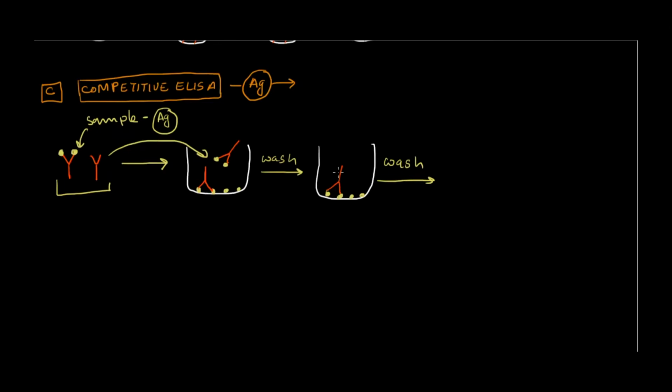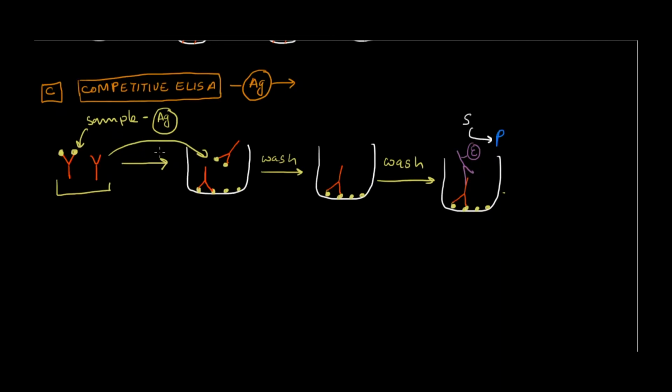Let's go ahead and add our secondary antibody conjugated with enzyme. Add the colorless substrate. It will produce the colored product. Now what will happen is, the intensity of the color that we are going to observe in this case would be actually inversely proportional to the concentration of antigen in the sample.